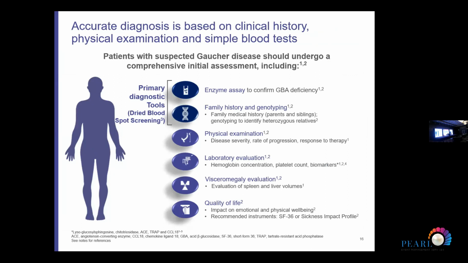When you identify an index, you will screen the siblings and the rest of the family, do a thorough physical examination to assess the severity of the disease, the rate of progression, and predict the response to therapy. Lab evaluation is critical, so you need to do a baseline CBC and biomarkers, visceromegaly evaluation with an ultrasound, and of course, don't forget the quality of life, because this is a chronic disease, so it has significant psychosocial impact.